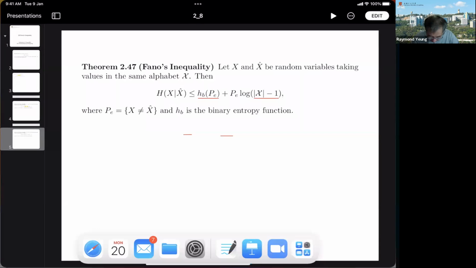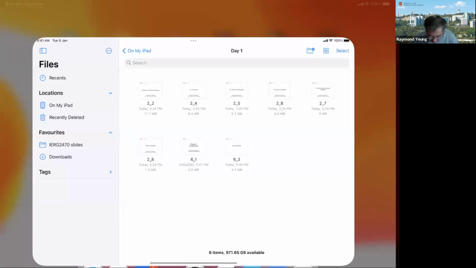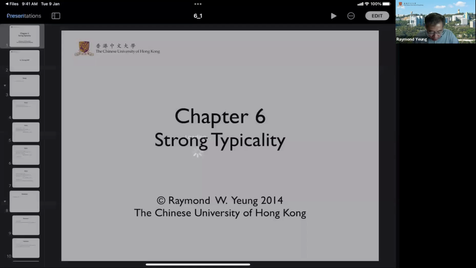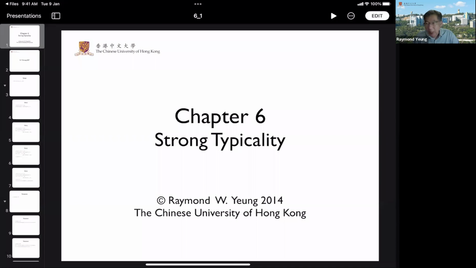So I'm done with information measures, and next I'm going to start another topic on typicality. In the literature, there are two commonly used typicalities. One is called weak typicality, and the other one is called strong typicality. I'm going to talk about strong typicality.